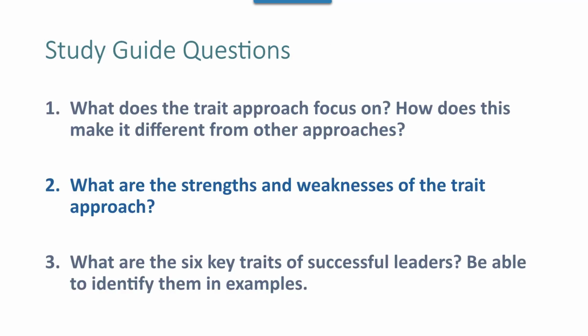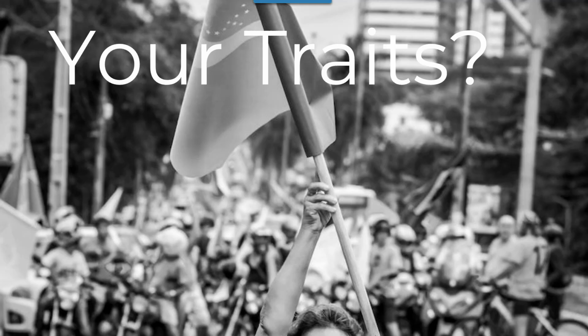So when we come back to the study guide questions, think about what the trait approach focuses on and what makes it different from the other approaches. What are the strengths and weaknesses? And what are those 6 key traits? Be able to identify them in examples. In the end, you should also be able to catalog your own traits.